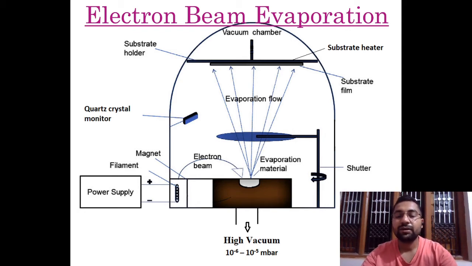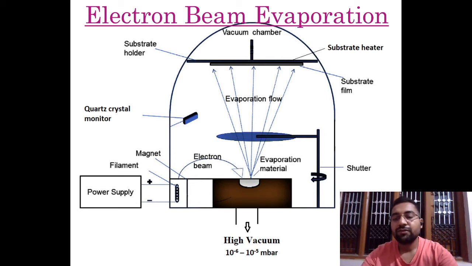The crucible is made of a high melting point material because the electron beam hits on the crucible. So the crucible has to have a high melting point so that it does not melt down. The different materials are kept inside the crucible. Depending upon which material has to be deposited, we can rotate the crucible so we can obtain layer by layer deposition.